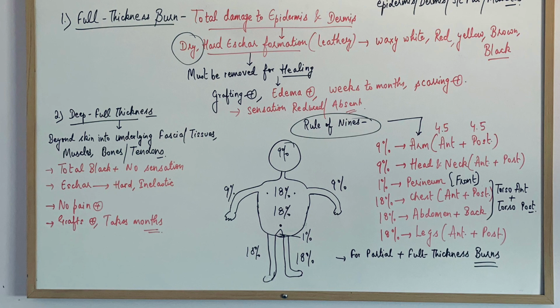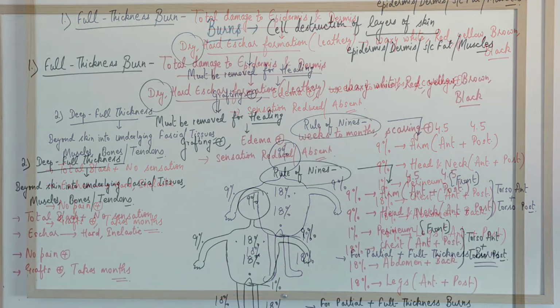Now let's move on to a very important topic, that is the rule of nines. Through the rule of nines, we basically calculate the total body surface area which is damaged through the burns. So let's move on to that. You can see in the diagram, the head and neck part, I have written 9%. So it means the head and neck comprise a total of 9% of the total body surface area. Both anterior and posterior head and neck comprise 9% of body surface area.